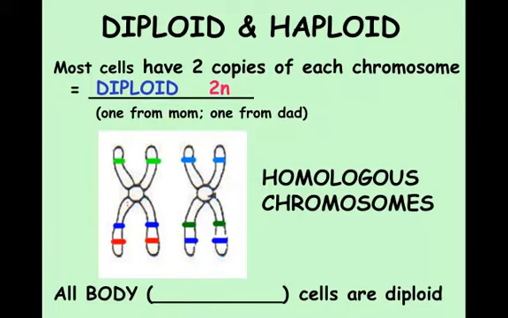All body cells are diploids, and the word for body is somatic. When we talk about somatic cells, soma means body. So body cells, think skin cells, muscle cells, nerve cells, liver cells, are all somatic cells.